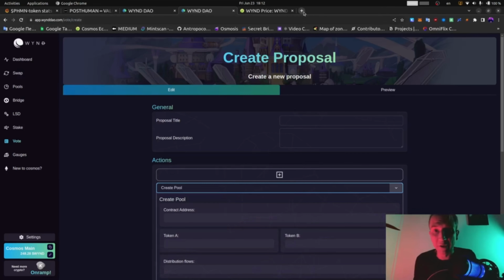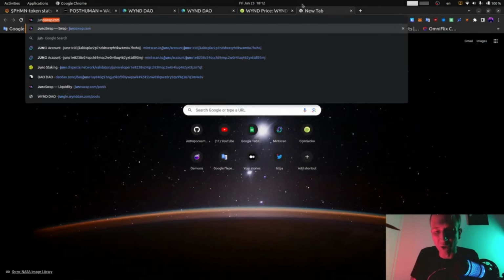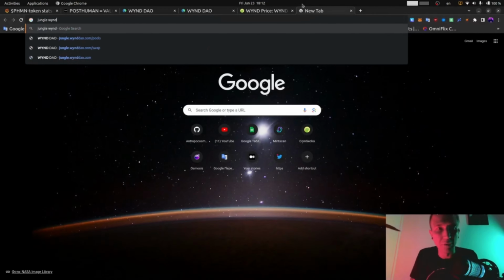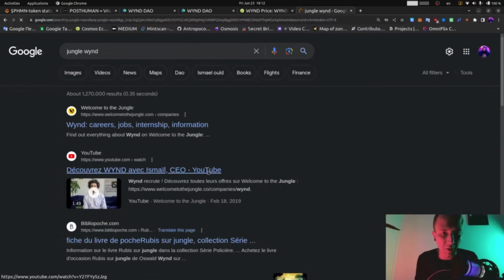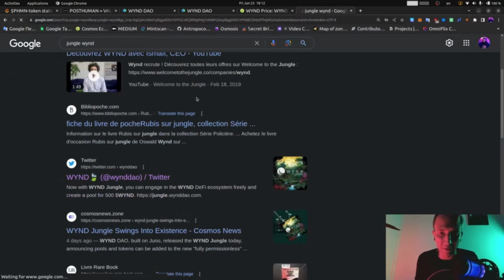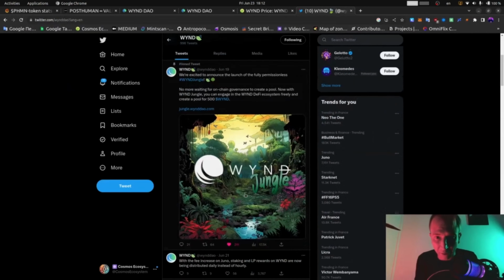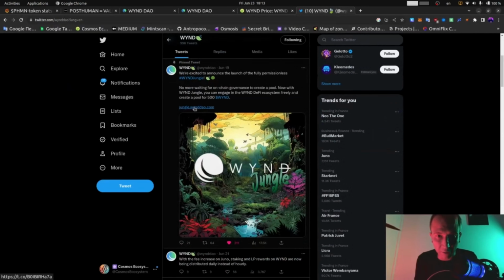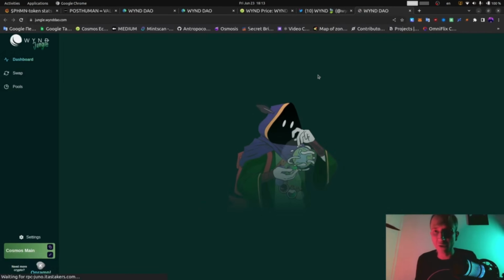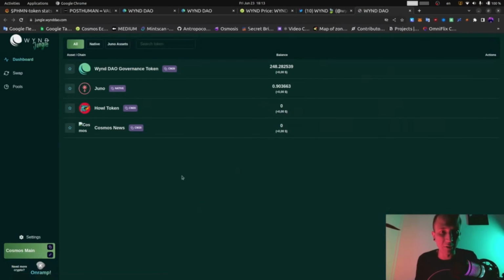And if you don't want to wait for the 7 days and want to create your pool of liquidity right now, it's very easy. At first, let's find the Jungle Wynd. Jungle Wynd, Jungle Wynd. We can see the direct link. We go to the Twitter of the Wynd DAO, and we can see Wynd Jungle at jungle.wynddao.com. Very nice.